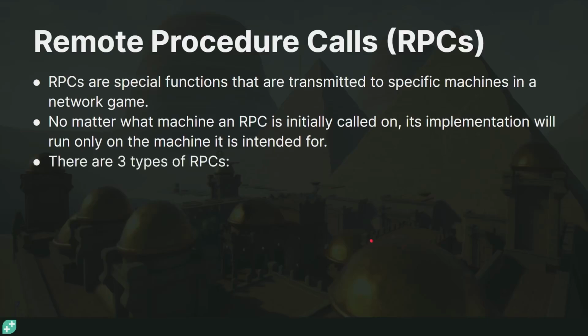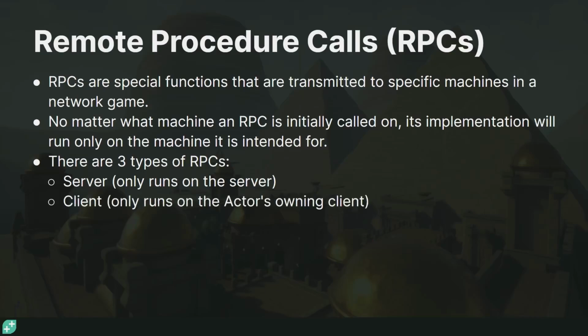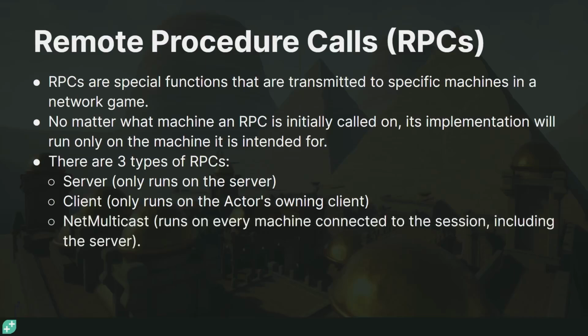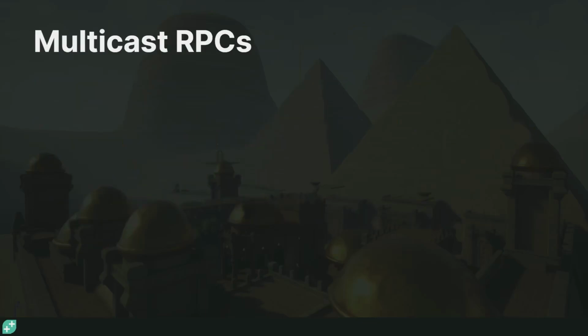We have three different types of RPCs. A server RPC, which only runs on the server and it's called from the client. A client RPC, which is only run on clients, but it's called from the server. And finally, a net multicast RPC. This one runs on every machine that is connected to the session. Let's take a look at how multicast RPCs work. Now, in this lecture, we don't have time to dive into each type of RPC, and like I said, we're going to learn more about them in the future. So this is just an explanation of one type of it to see how it works.